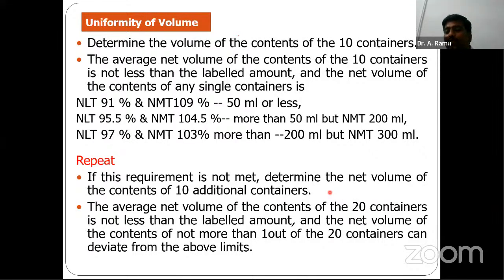So the average net volume of the contents of 10 containers should be the same as the labeled amount. Suppose it is 100 ml on the label claim. You determine the individual volume of all 10 containers, add them, divide by 10, and find the average. The average should be the same as 100 ml. And the net volume of the contents in any single container should not deviate by plus or minus 9%, or plus or minus 4.5%, or plus or minus 3%, depending upon the volume of the preparation in the container.